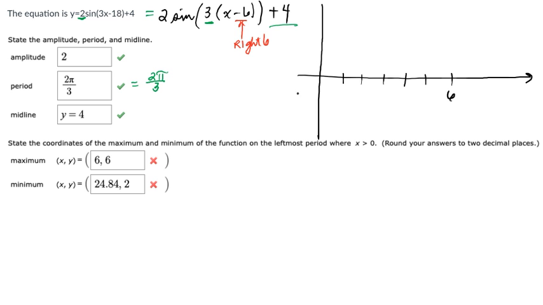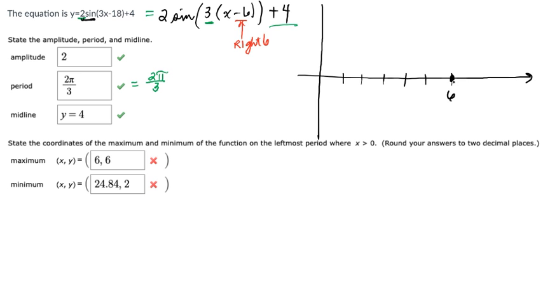Okay, so normally, let's see, this is a sine graph. So sine starts at 0, 0, and then it kind of does this. I'm going to, just for the basic shape, sketch it on there. But that's probably not to scale. Okay, so we know it goes right 6.